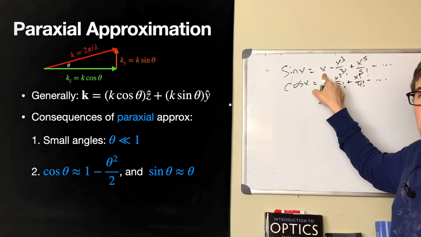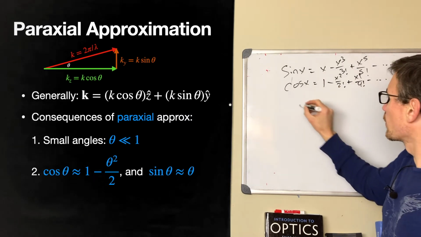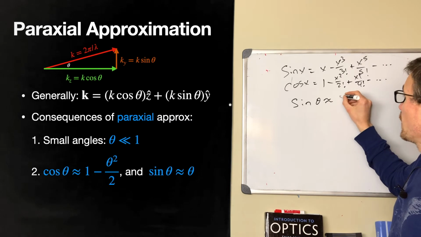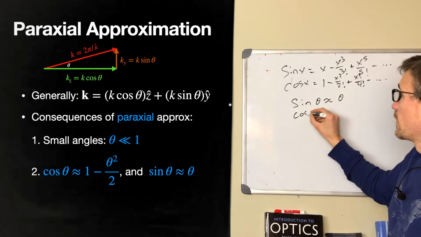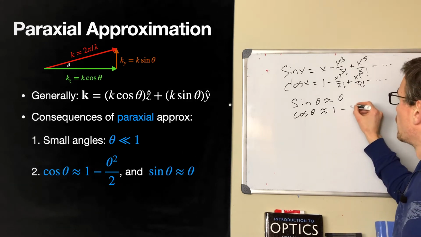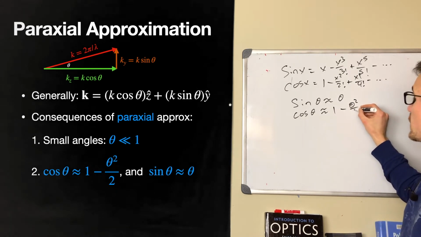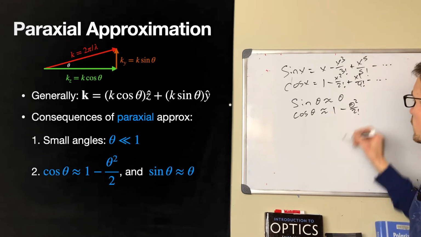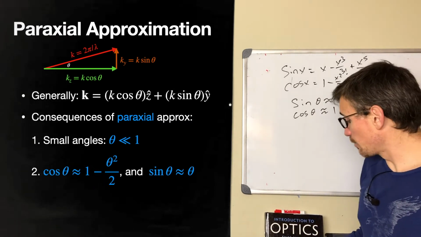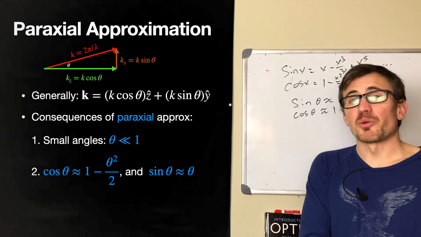Okay, so we're just taking everything up to maybe second order. And that tells us that sine of theta is approximately equal to theta. Cosine of theta is approximately equal to 1. But if we want to go to second order, the lowest order correction is theta squared. And as long as theta is small, this correction will be quite small. Okay, so that's the approximation that stems from the paraxial approximation.